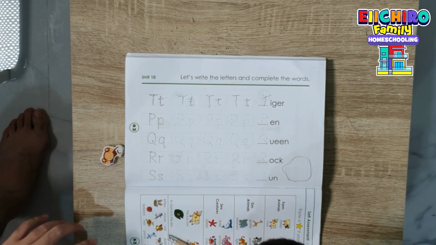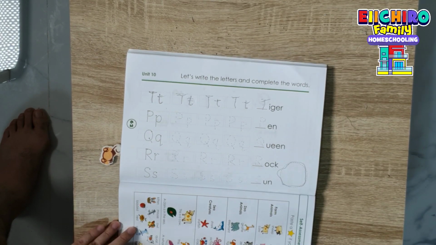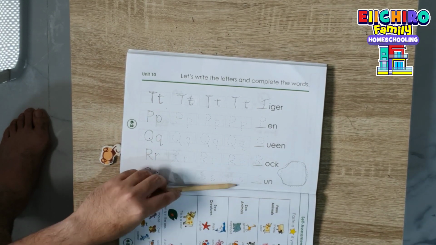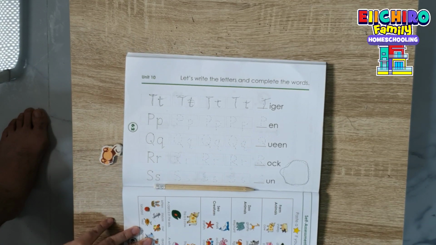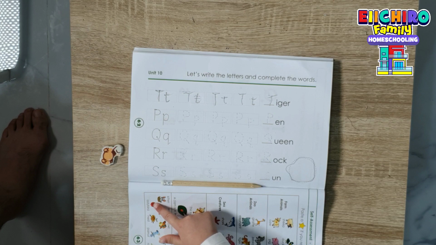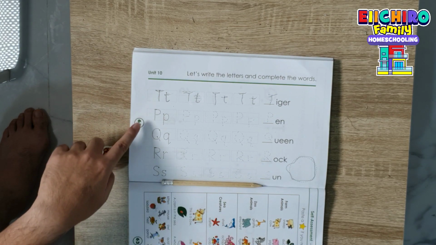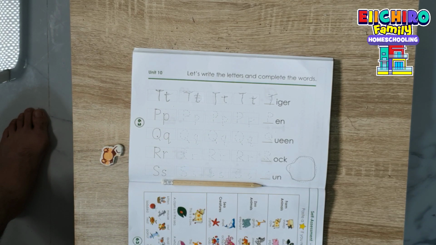If you don't do it, ladybug will come. Ladybug will come. One, B. Ladybug will come. Yeah, ladybug will attack the one who doesn't. Lady hand. Lady hand. B.